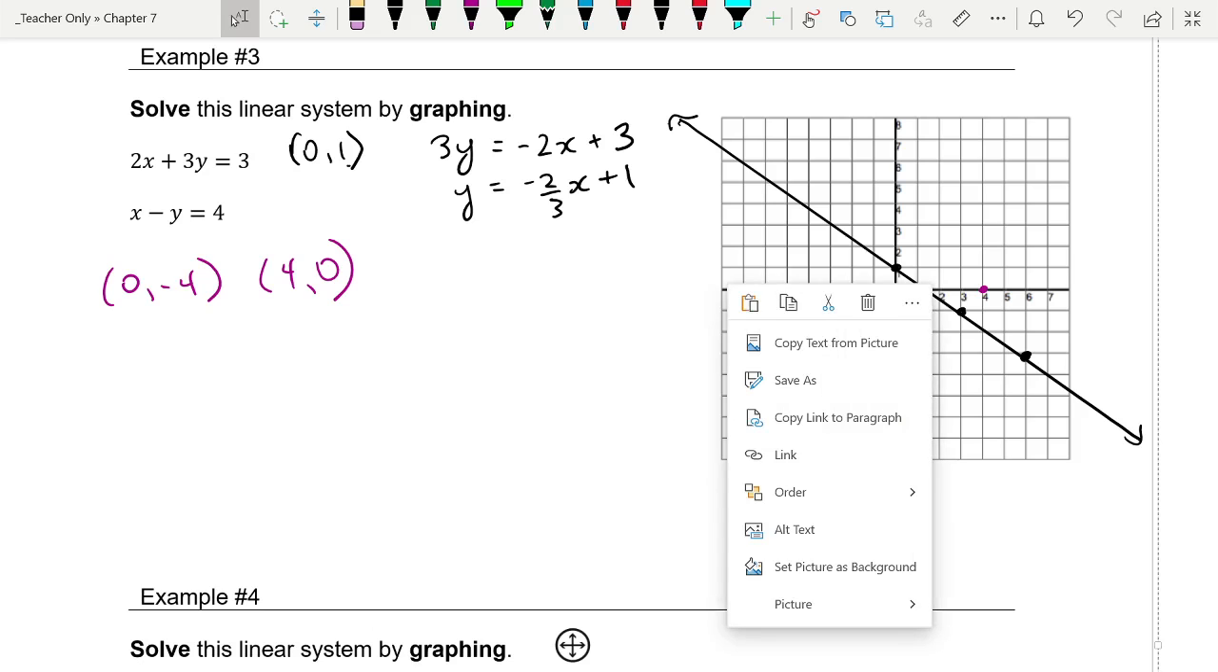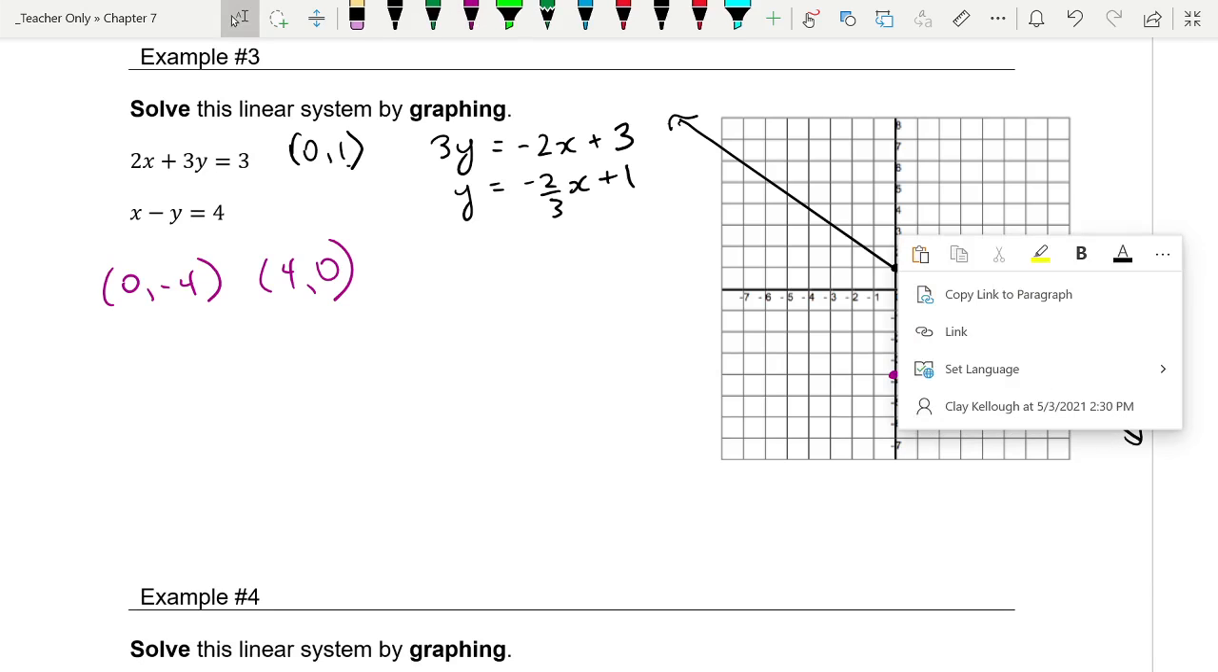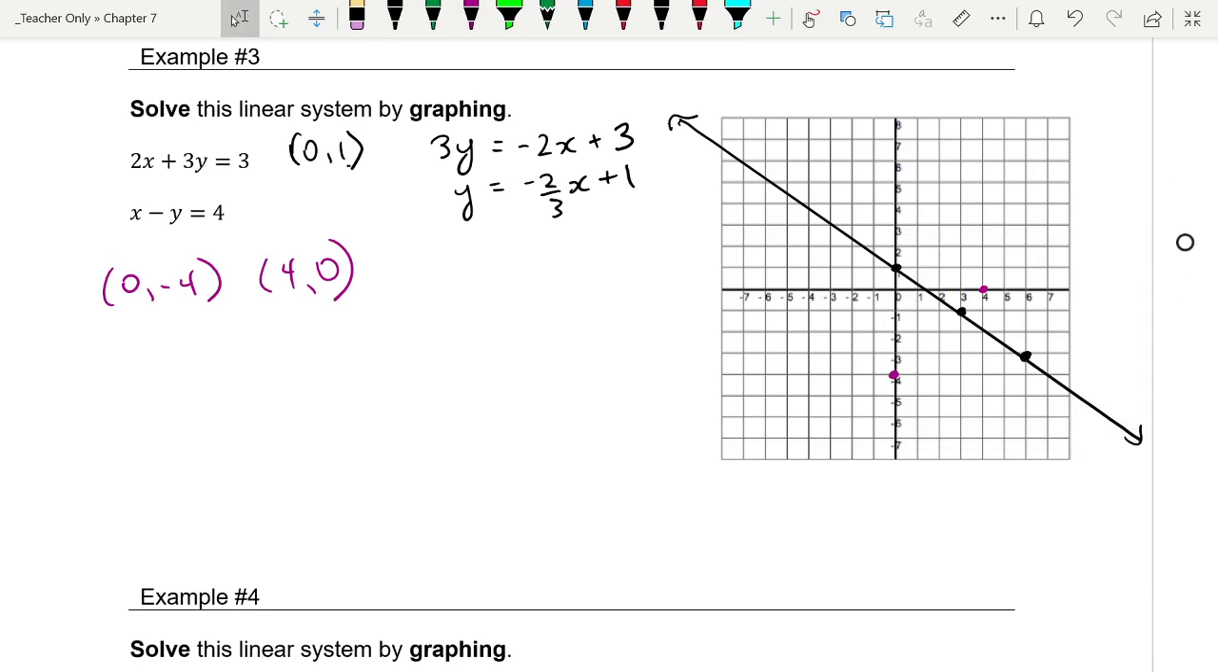I think I can make that go away. There we go. Oh, hang on. Didn't work. There we go. Well, what do you think?